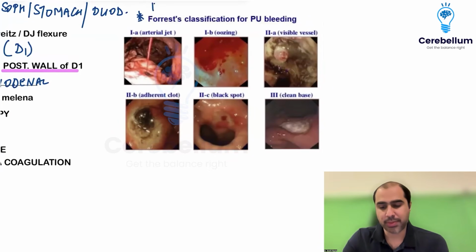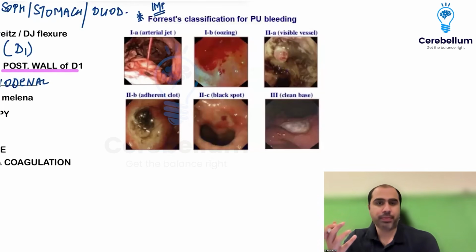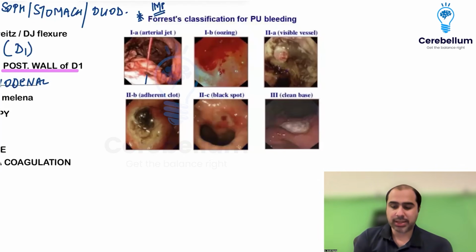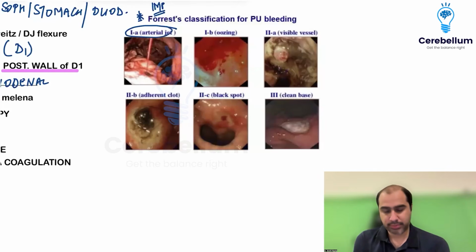This I feel is important. They have never asked Forrest grading and it's very useful, so we should know it. Forrest grading: 1A, the bleeding is coming like a pichkari. That is arterial bleed. And 1B, it is a diffuse ooze. Both 1A and 1B, the bleeding is active.